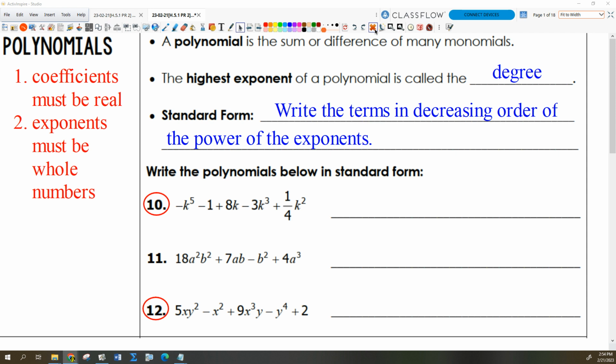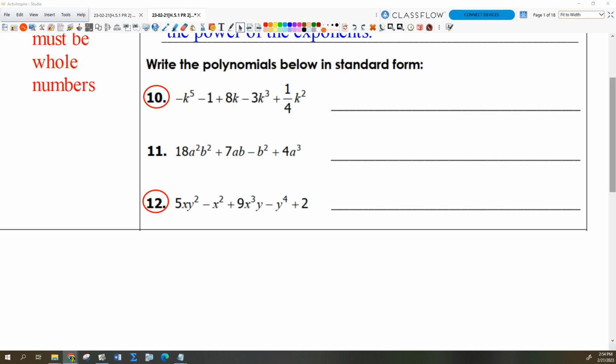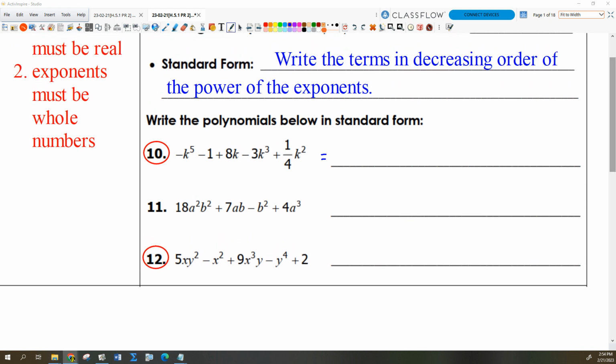Okay, so what about number 10? One or more of those terms may not be in the right order, so let's write this in its standard form. It's kind of messy right now. What term needs to come first? Negative k to the fifth. So that one's already in the right spot.